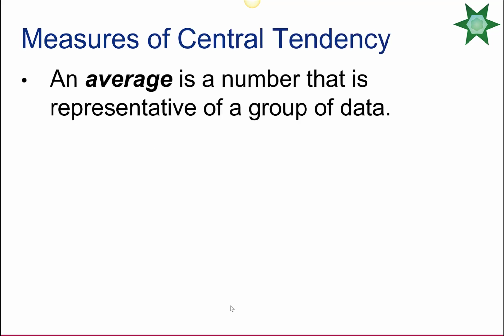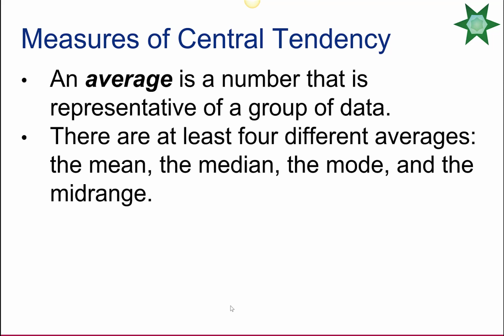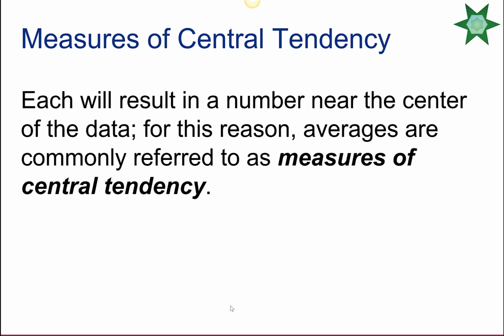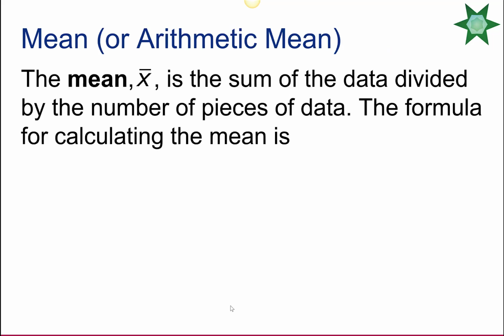An average is a number that is representative of a group of data. There are at least 4 different averages: the mean, the median, the mode, and the mid-range. Each is calculated differently and may yield different results for the same set of data. Each will result in a number near the center of the data. For this reason, averages are commonly referred to as measures of central tendency, or also measures of center.